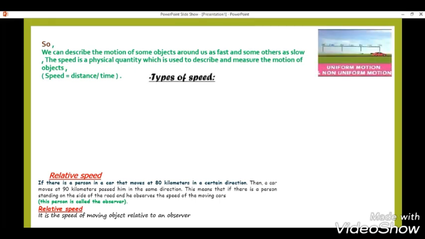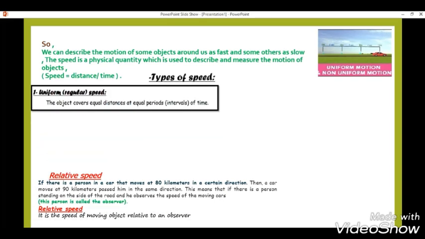Okay, the types of the speed. We have 2 types of the speed. As we said, we have a race. When one of the cars moves equal distance to the final or the end of the race, equal distance in equal period of time, it's regular or uniform speed. So in uniform or regular speed, the object covers equal distance at equal period of time.